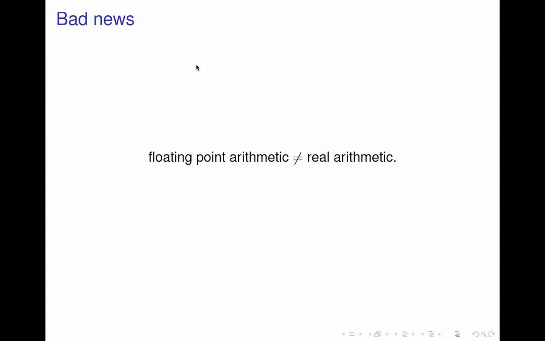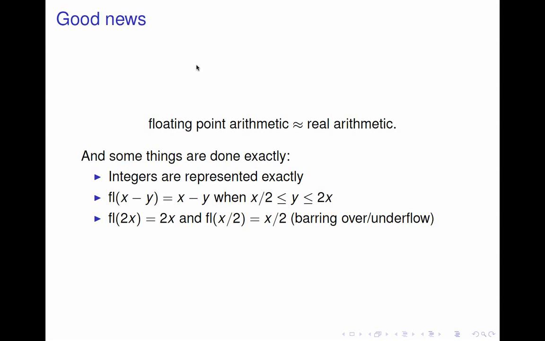So the bad news with all of this is floating point arithmetic and real arithmetic are not quite the same thing. There's just a little bit of difference, and sometimes it can bite you. Now the good news is floating point arithmetic is a pretty good approximation to real arithmetic in many ways. You're guaranteed to have 16 digits of accuracy in basic operations, assuming no overflow and underflow. And furthermore, some things are done exactly. For example, integers are represented exactly.